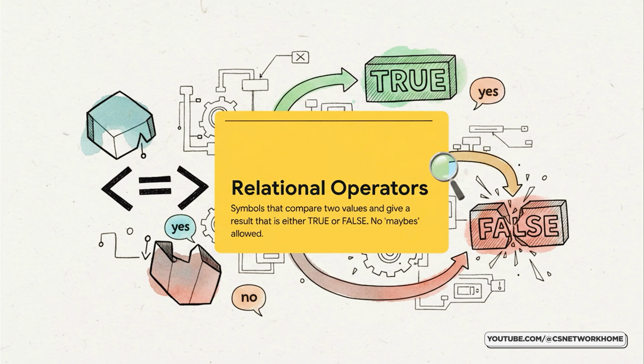And to do that, we use what are called relational operators. Their entire job is to look at 2 different things and answer a dead simple question. Is the statement true or is it false? In the world of a computer, there's no kinda or maybe, it's all black and white, yes or no. And that simple true or false is the absolute core of every decision a program makes.